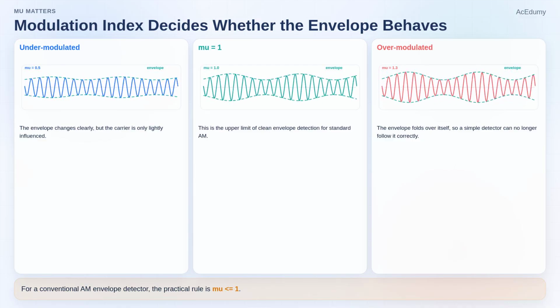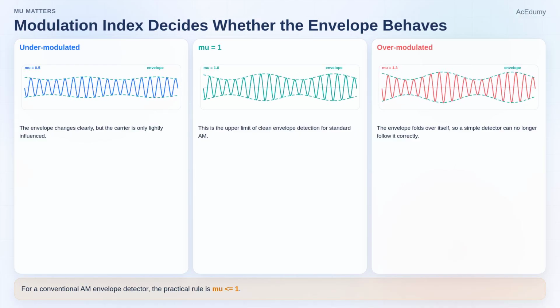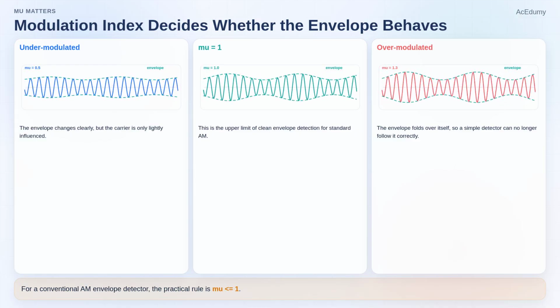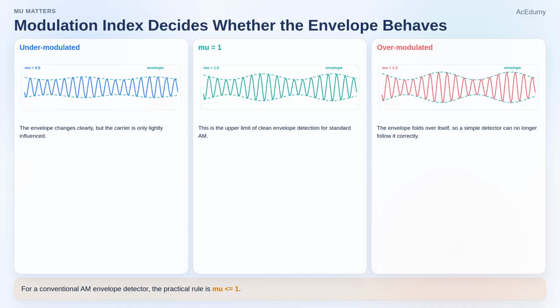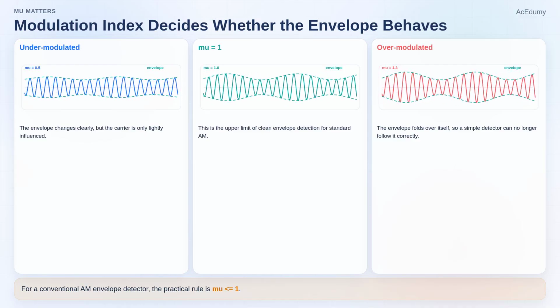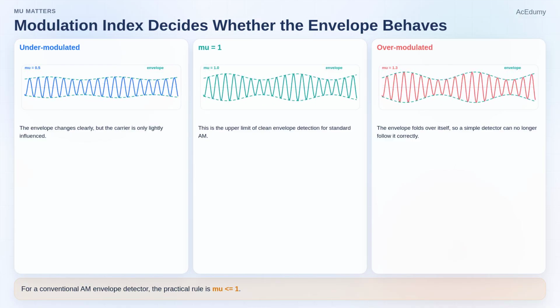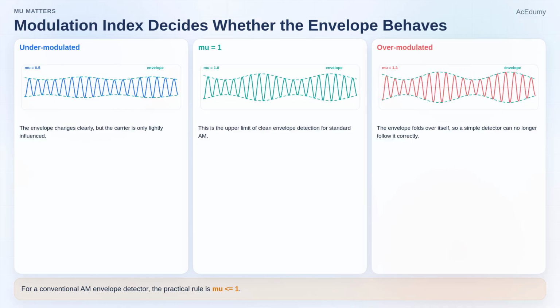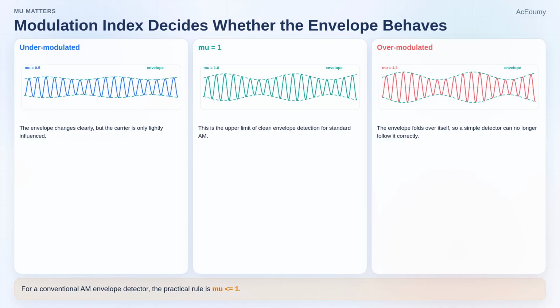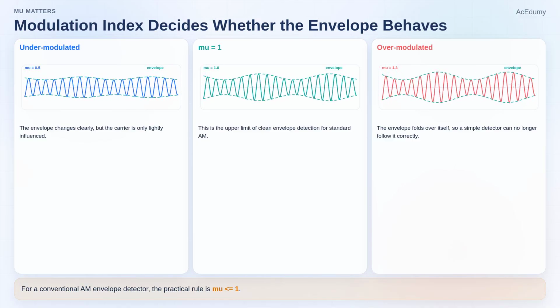At that point, a simple envelope detector can no longer track the message correctly because the apparent shape of the envelope is no longer a faithful copy of the original signal. So, for basic AM reception, keeping the modulation index at or below 1 is a practical design rule.